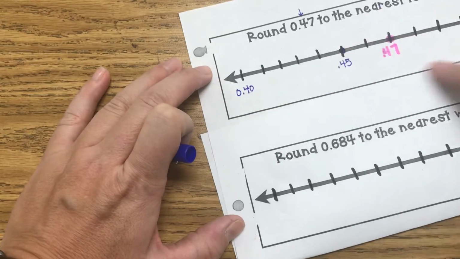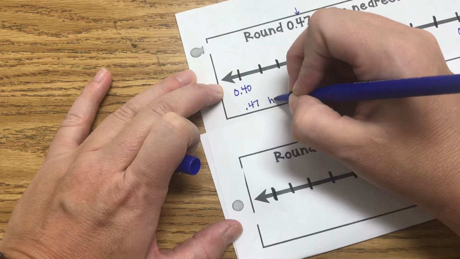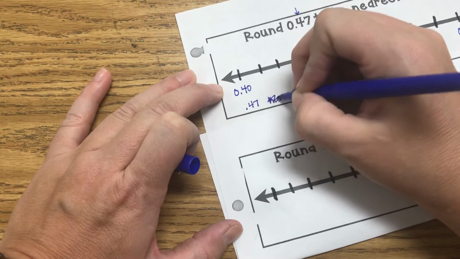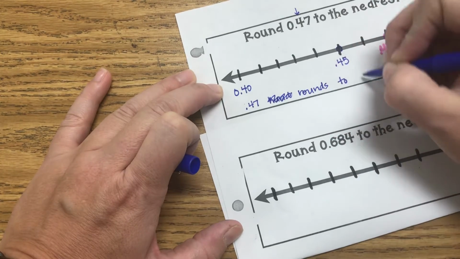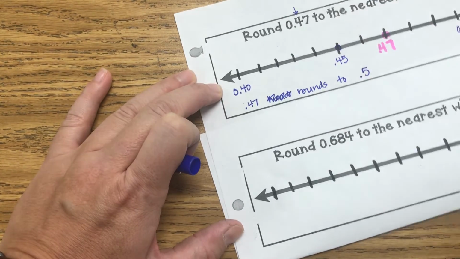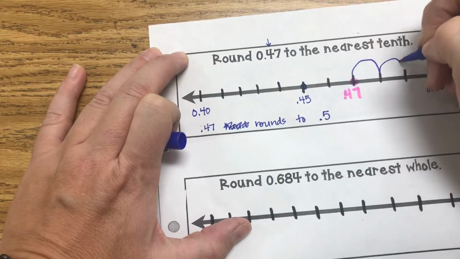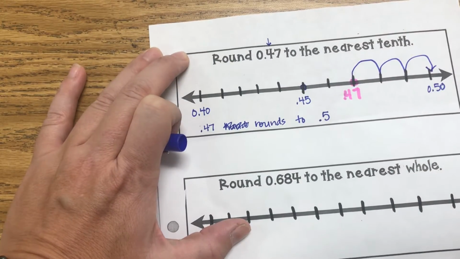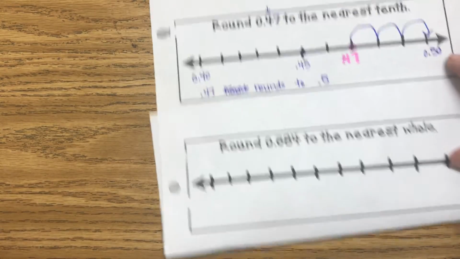So below in this space here, we can write 47 hundredths rounds to 5/10. And again, it rounds to 5/10 because it's only 1, 2, 3 jumps or 3 hundredths away from 5/10, and it's 7 hundredths away from 4/10 or 40 hundredths.